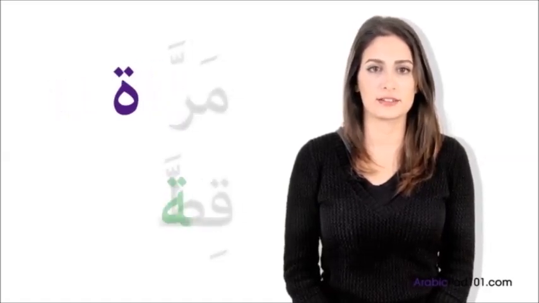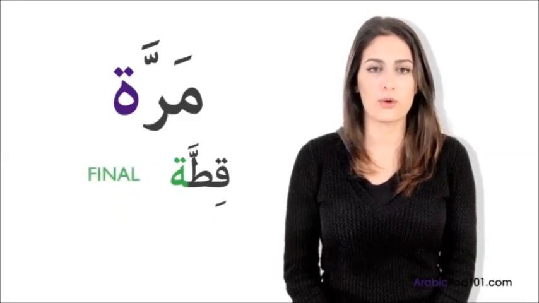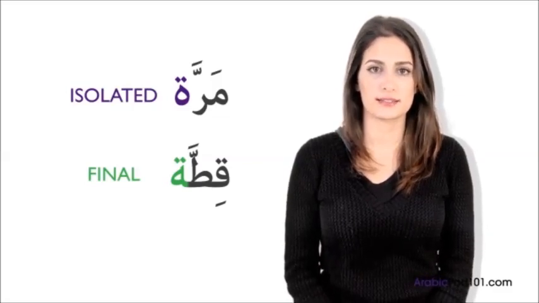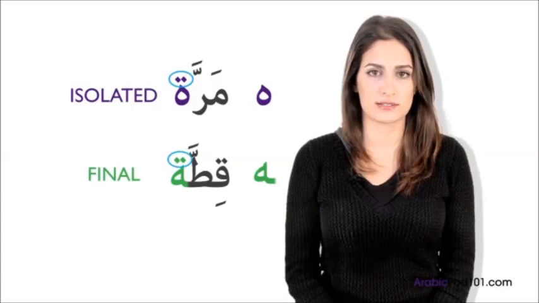The next letter for this lesson is ta. As you can see, it looks very similar to the previous one, but it has two dots on top. This letter can only exist at the end of a word. This means that it can only be in the final or in the isolated form. Both forms are written just like their look-alike letter, ha, but with the two additional dots.